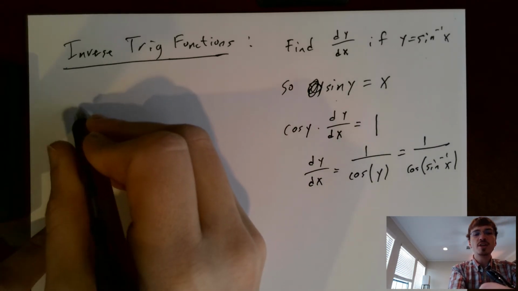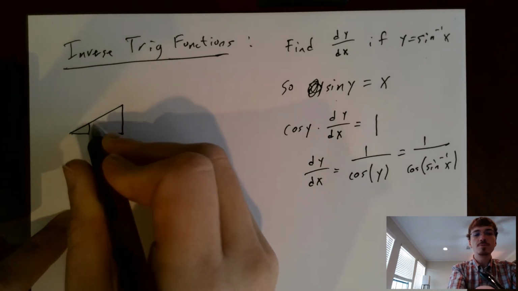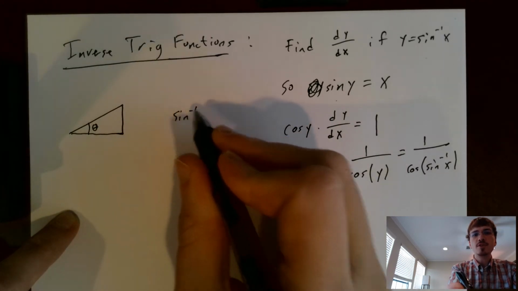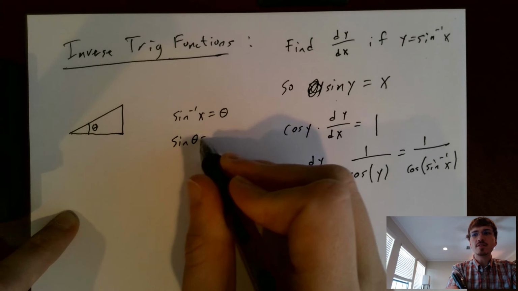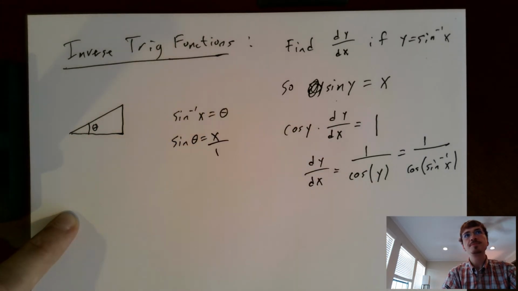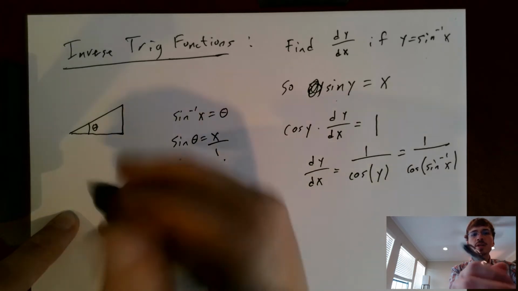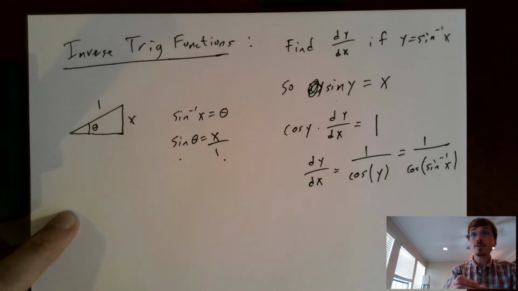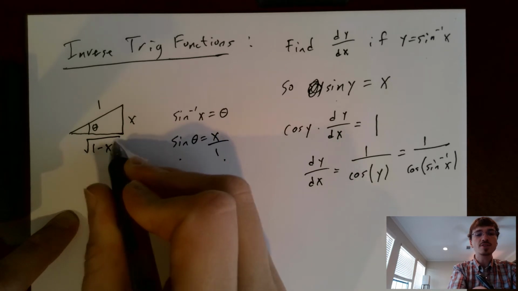To do that, we're going to draw a nice triangle. And recall from trigonometry that if arcsine of x outputs some angle theta, then that means that the sine of theta is equal to x divided by 1. And we can use this information to label our triangle. If sine of theta is x divided by 1, then the opposite has to be x and the hypotenuse has to be 1. And by the Pythagorean theorem, the adjacent side length has to be the square root of 1 minus x squared.